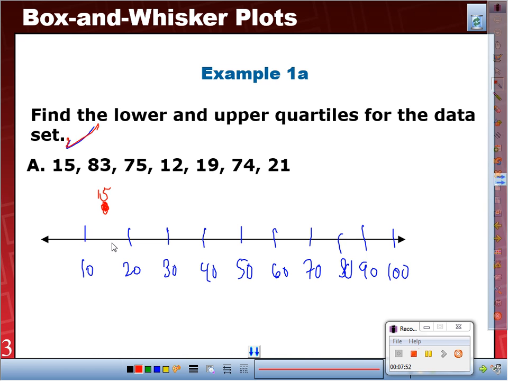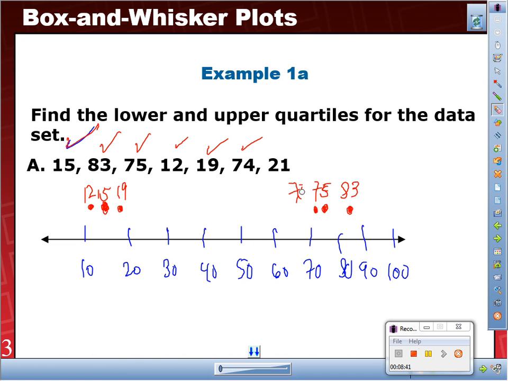Let's write 15. Well, 83, where does that go? Between 80 and 90, right? So you plot 83 right here, write it, 83. The next one, 75. 75 is between 70 and 80, so it's right here, 75. Next one is 12, in between the 15 and the 10, right there. 19 is closer to 20, yes? So 19 is about right there. 74 is right before 75, so about right there. I'm going to write it right here, so I know that's 70. Oh, 74. And the last one, 21, is a little bit after 20, right there.